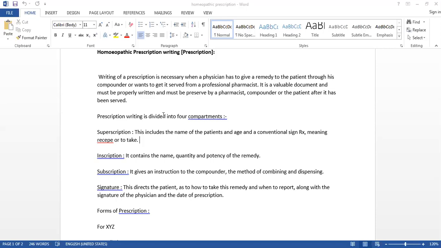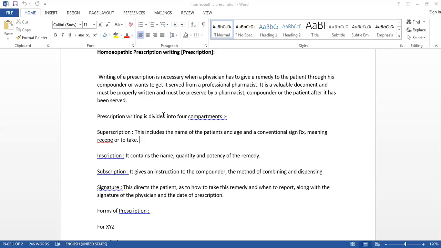So directly we will move towards the prescription, the homeopathic prescription. What is a prescription? It is a guideline given by a physician to the patient, or a guideline given by the physician to the pharmacist. The word prescription is again a Latin word, praescripto. It means before I write: pre means before and scribo means I write. So that is the prescription.